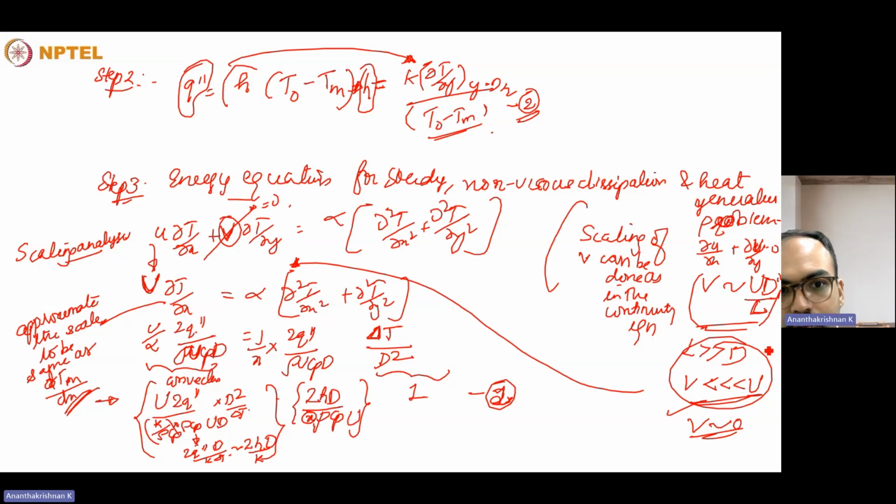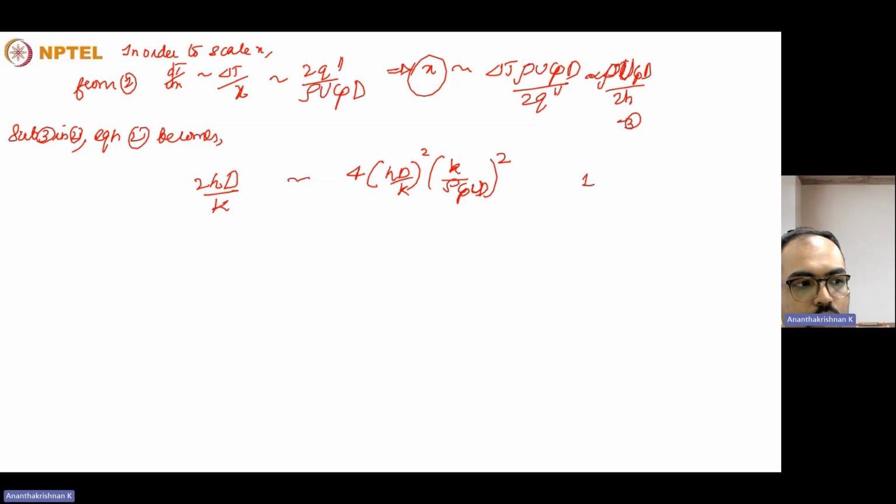But that is a heuristic based assumption, but we have to prove that. So that proving part can be done using the scaling analysis. So now we have a simplified equation for the x term, for the x direction conduction. So this is the term.